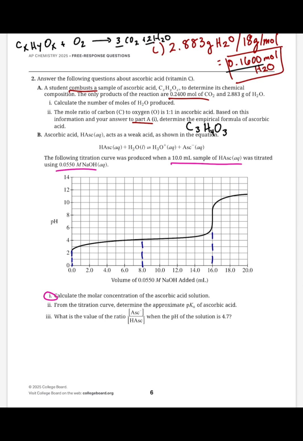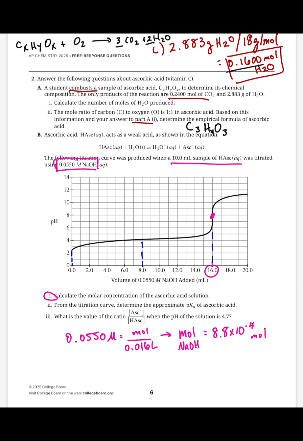Using our titration curve, we're able to identify our equivalence point here. That is our volume of sodium hydroxide that was needed to completely react with the ascorbic acid. They give us the molarity of the sodium hydroxide, so we plug this into our molarity expression to solve for moles of the sodium hydroxide. We're going to convert our volume into liters, and we get a mole amount of NaOH equal to 8.8 times 10 to the negative 4.